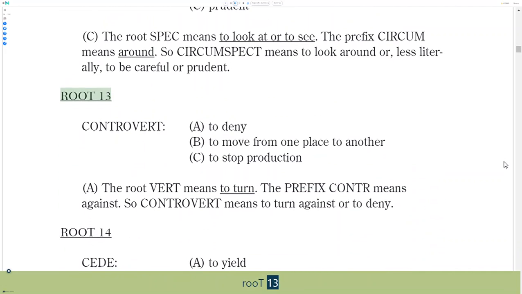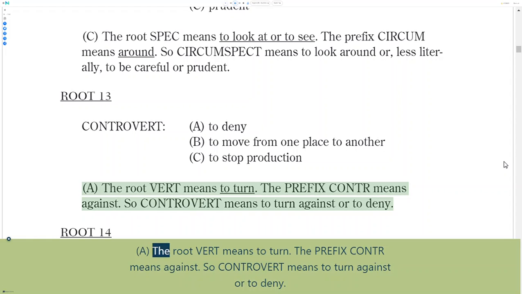Root 13. Controvert. A. To deny. B. To move from one place to another. C. To stop production. A. The root vert means to turn. The prefix contra means against. So controvert means to turn against or to deny.